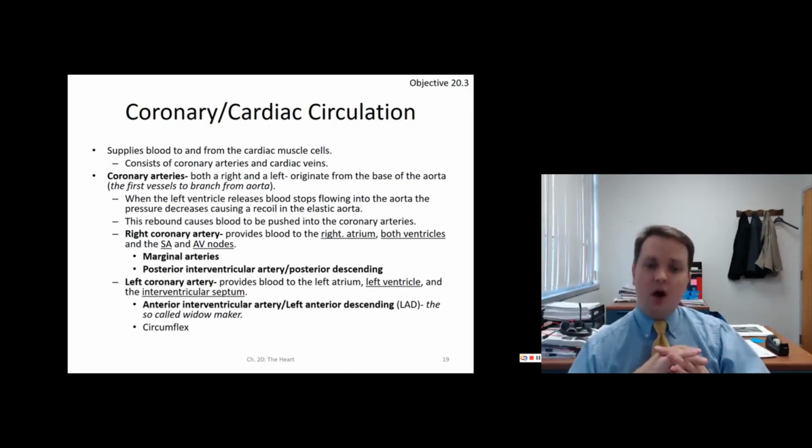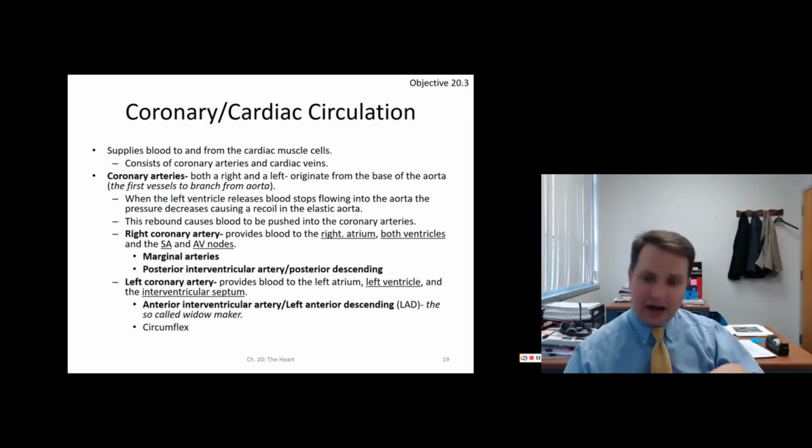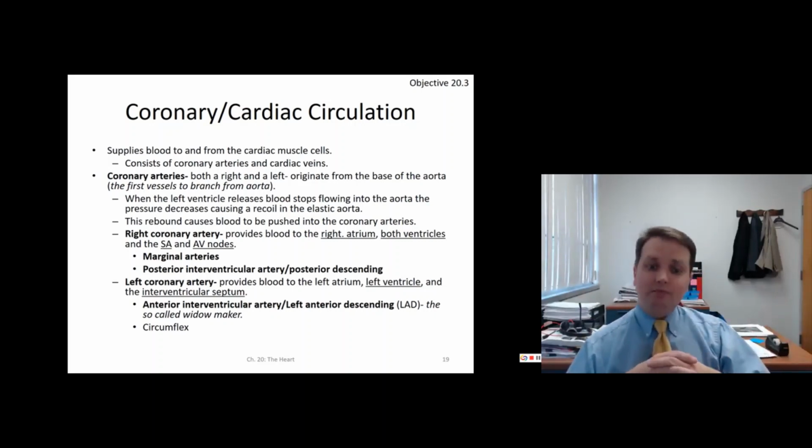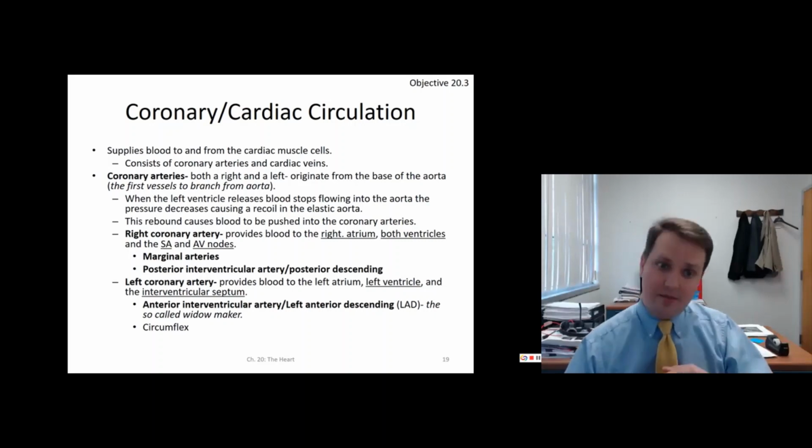Now, the so-called widowmaker is your anterior interventricular artery, sometimes called the left anterior descending, or the LAD. There are 2 problems I have with that. Number 1, it's not more likely to cause death of a patient than any other. And also, widows would be the wife left behind from the death of her husband, but women die of heart disease. It's one of the leading causes of death, if not the leading cause, amongst women.